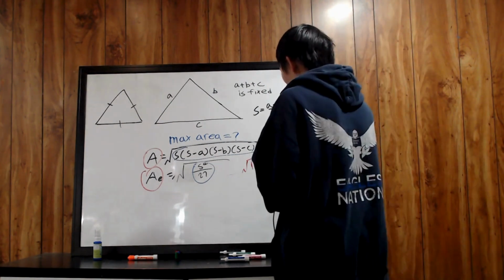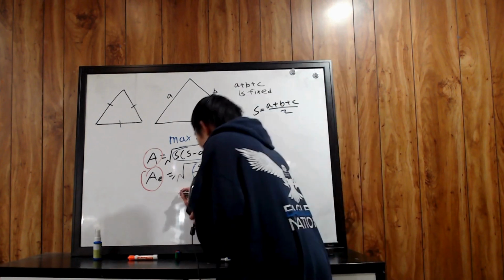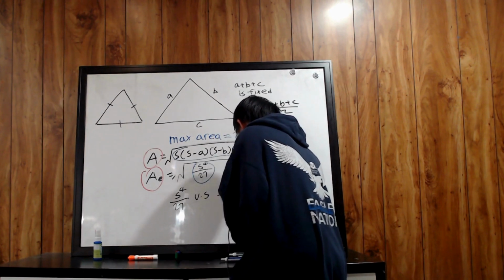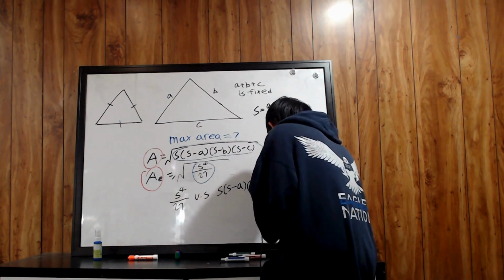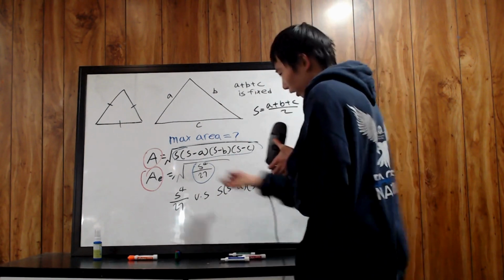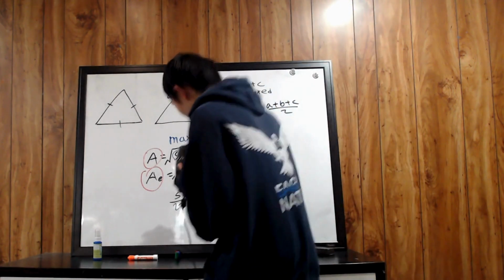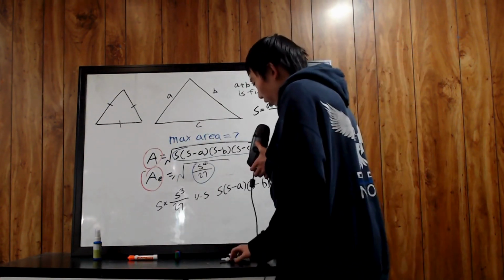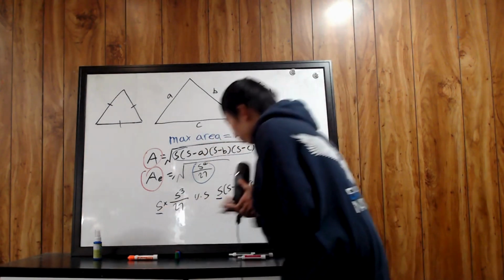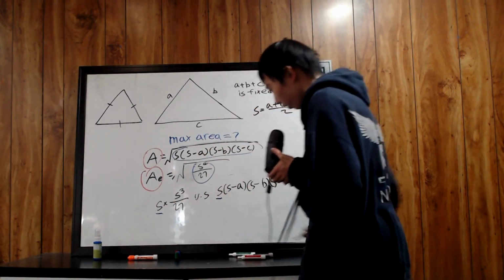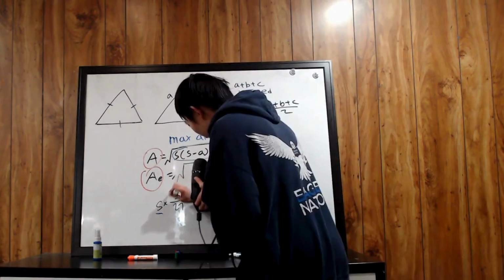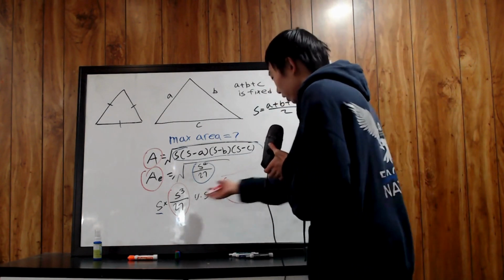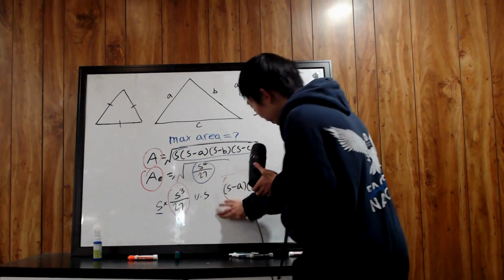So then, what we are actually comparing is s to the 4 over 27 and s times (s minus a) times (s minus b) times (s minus c). Now, s to the 4 over 27, you can write this as s times s to the 3 over 27, right? Now, notice that both of them have an s multiplied together. So then, since they already have a factor of s, you just have to compare the thing that is multiplied to that factor of s, right? So then all you're comparing are the parts circled in red. So we can just erase this s over here.